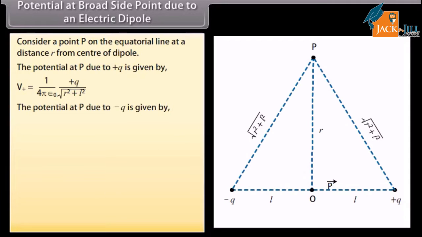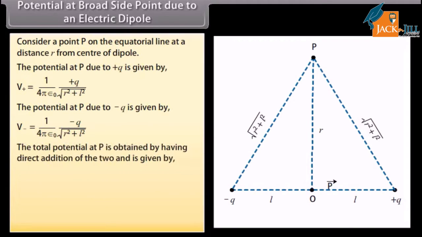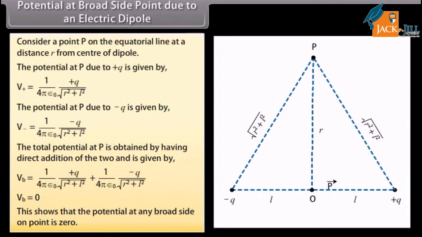The potential at P due to minus q is given by V negative equals 1 upon 4 pi epsilon naught multiplied by minus q upon under root r square plus L square. The total potential at P is obtained by direct addition of the two and is given by V B equals 0. This shows that the potential at any broadside on point is 0.